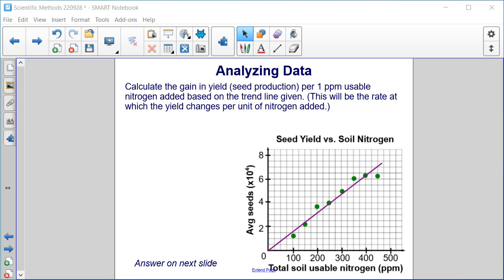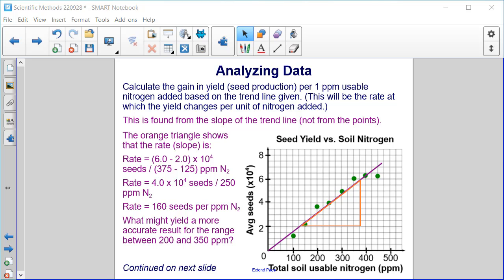Calculate the gain in yield or seed production per 1 part per million usable nitrogen added based on the trend line given. This will be the rate at which the yield changes per unit of nitrogen added.